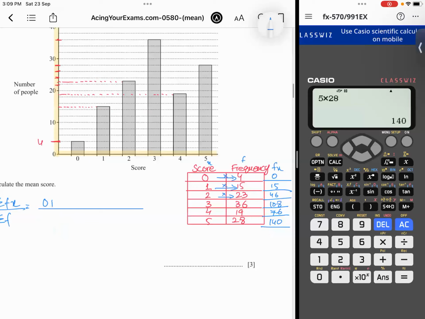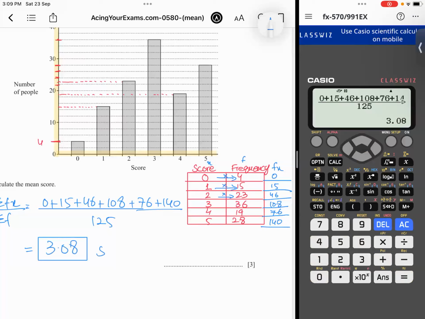Let's add all of them. So that is 0 plus 15 plus 46 plus 108 plus 76 plus 140 divided by 125, because there were 125 people. Check the result: 3.08 score is the mean score of 125 students.